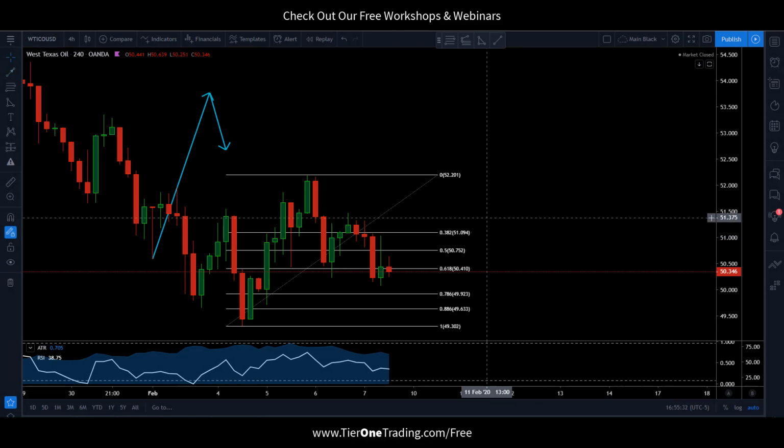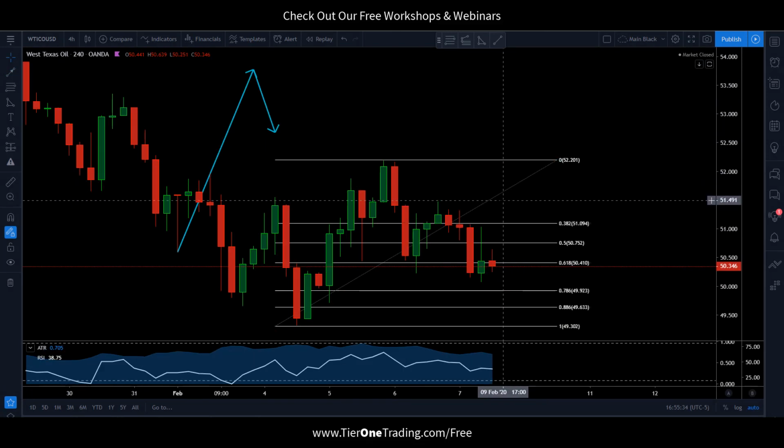Next up with our pattern formation theme, this is going to be a short one. We're going to go to oil. It's the exact same thing. It is a potential Gartley pattern. This one I will measure out because it's not as cut and dry.